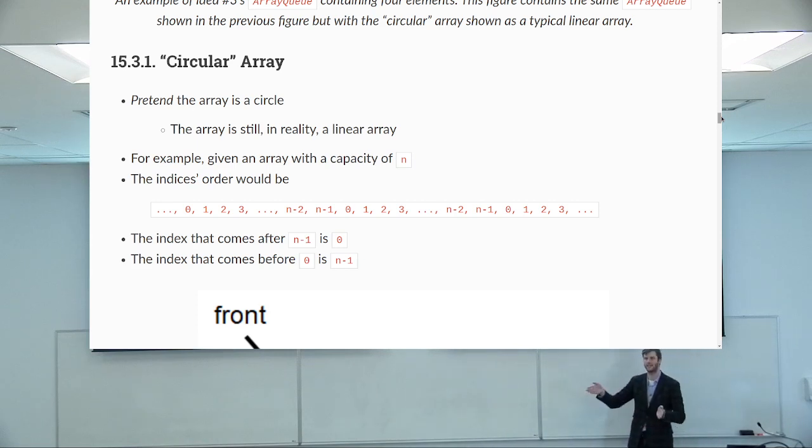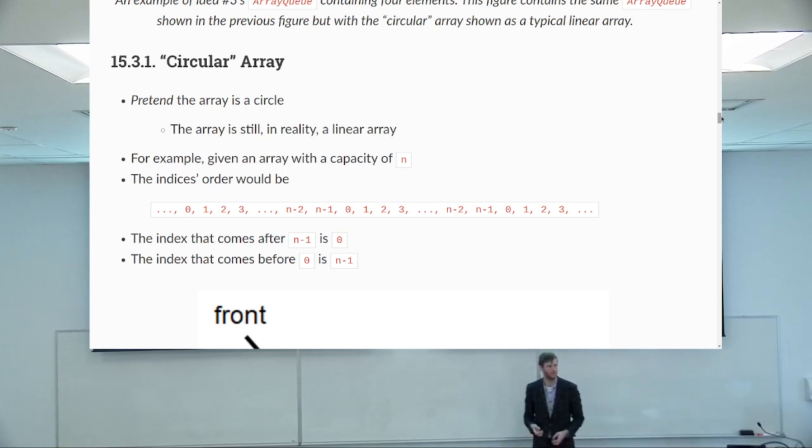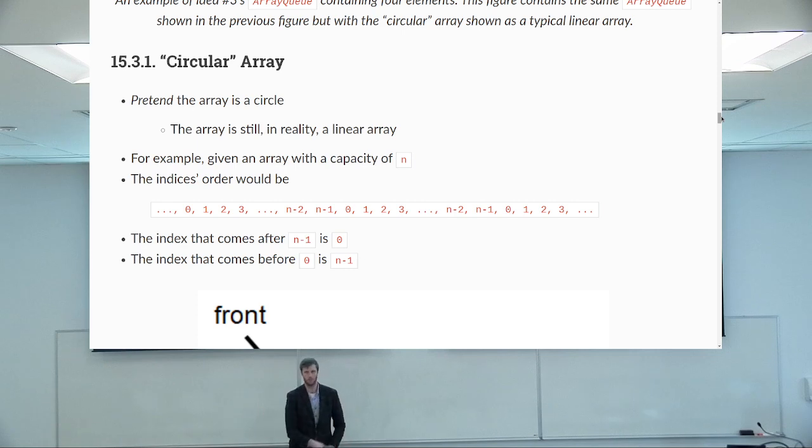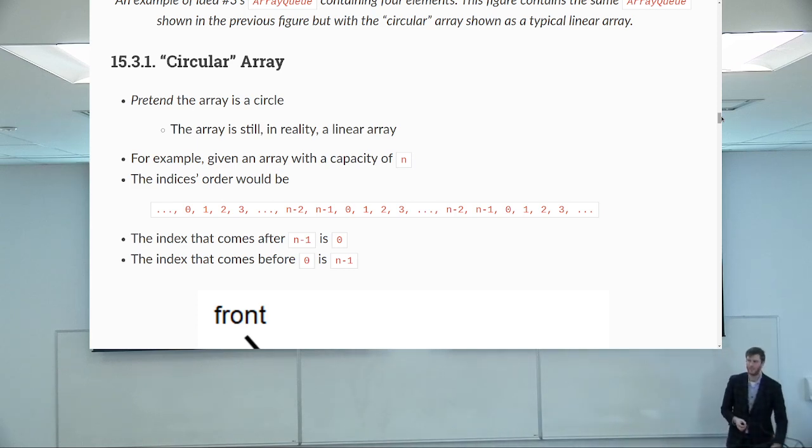Remember, it's a length n and index 0 exists, right? So we always just loop back to the beginning. That's all. That's the trick. It's really not too complex. But yeah, what comes after n minus 1 is 0. What comes before 0 is n minus 1. We just pretend these indices work like this.